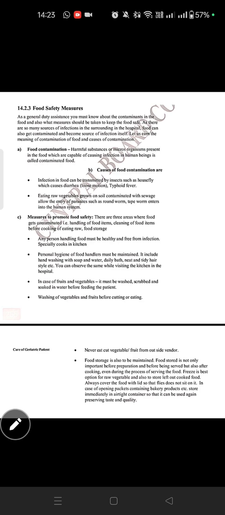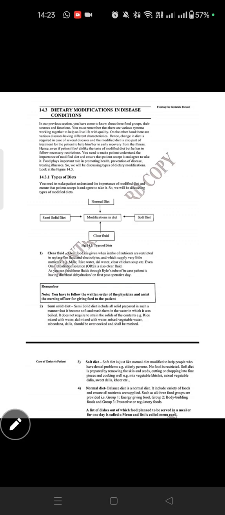Okay, then we have food storage, which is to be maintained. Food storage is not only for before preparation, you should keep it, but after preparation you should not keep it. If you have anything open, you should not keep it. Always close it and then you can preserve it.